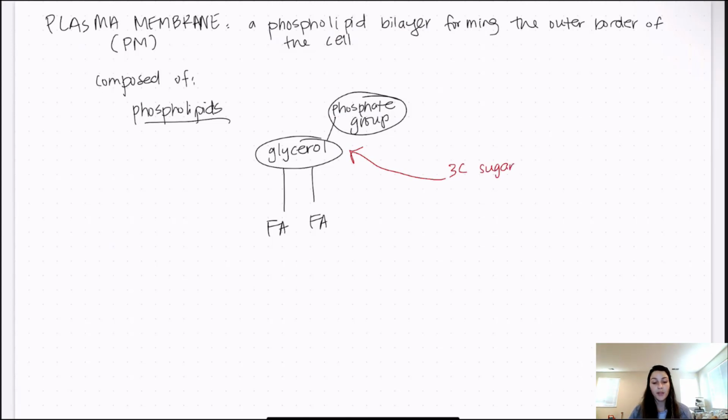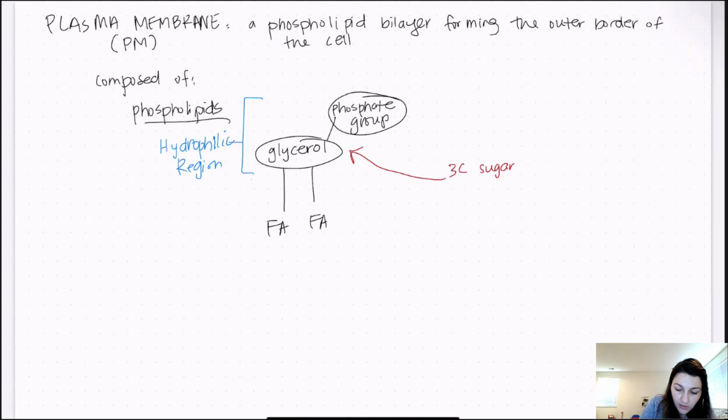So glycerol plus that phosphate group forms this really special region of the phospholipid, and that is called the hydrophilic region. And that's because this region of the phospholipid loves water. Glycerol is a carbohydrate. Phosphate also is soluble in water. So the hydrophilic region is soluble in water. That means it likes water.